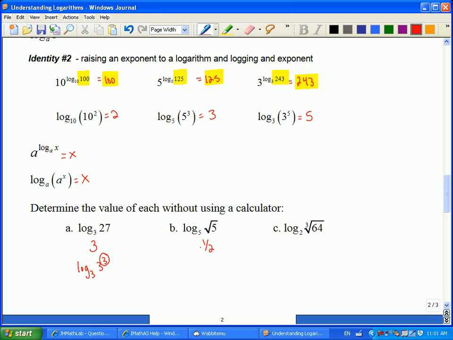The same thing happened over here. This is log base 5 of 5 to the 1/2. So the only thing that survived was the 1/2, okay? So if you can't figure out what this is just by looking at it, I mean, everybody knows what the log base 2 of cube root 64 is. No, they don't. Anyway, try and rewrite it in base 2, okay? Can you rewrite this as log base 2 of 2 to the what?